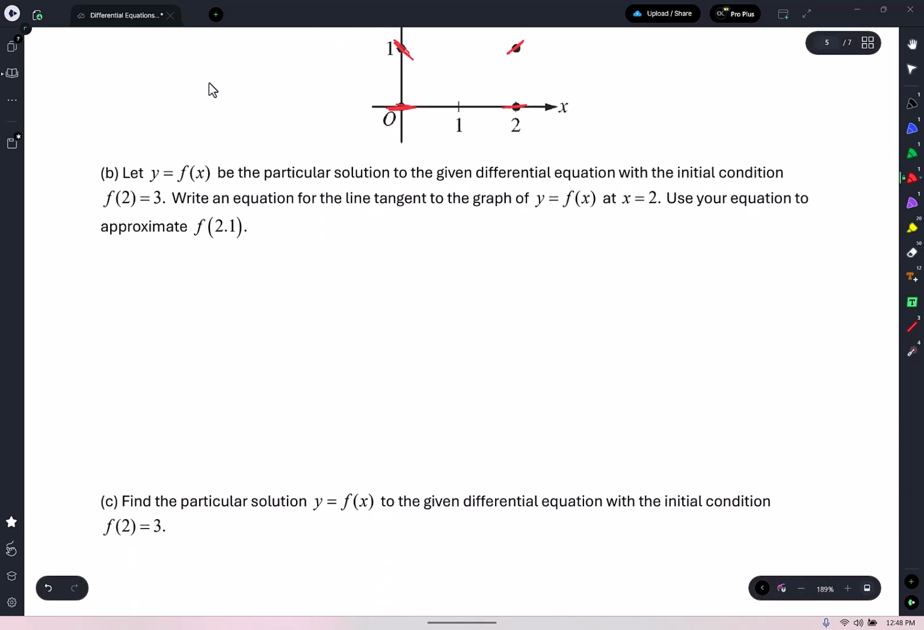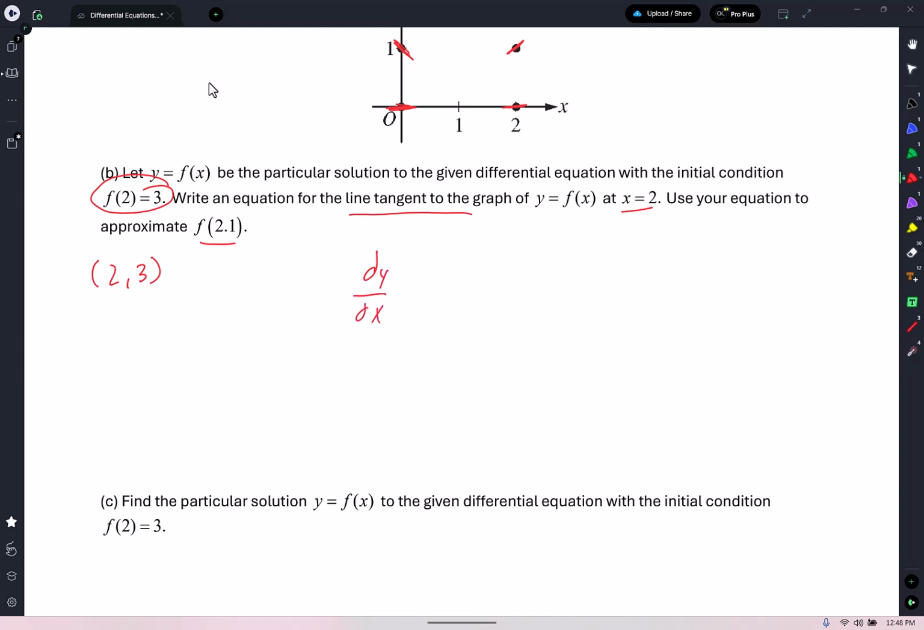Letter B. It says let y equals f of x be the particular solution to the given differential equation with the initial condition f of 2 equals 3. So the point is 2, 3. Write an equation for the line tangent to the graph at x equals 2. Use the equation to approximate f of 2.1. Okay, so I want a tangent line, so I need a point and a slope.